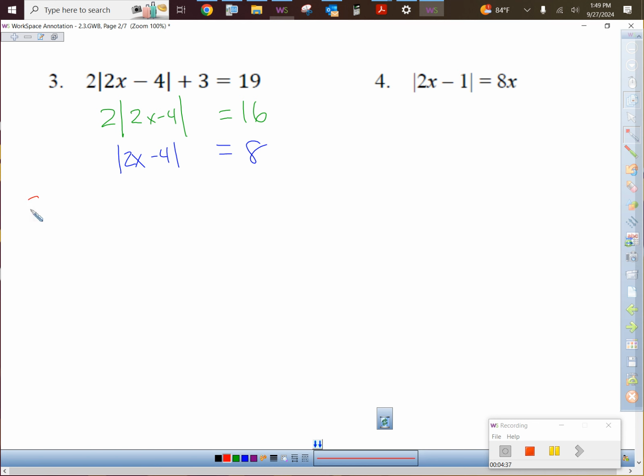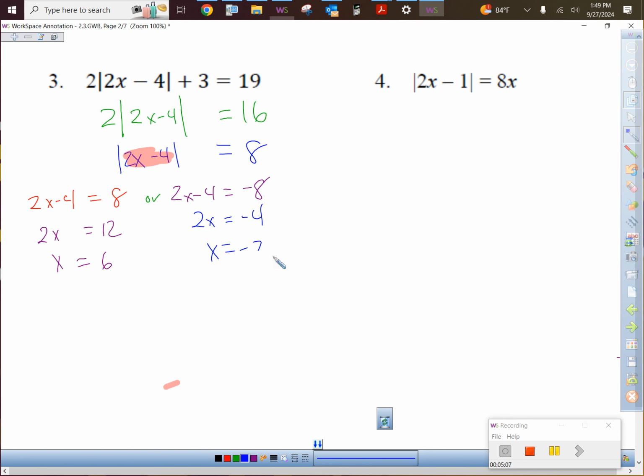Now take what's in the bars and set it equal to what you see, or take what's in the bars and set it equal to the opposite. What's in here, in this red highlighted region, is either supposed to be 8 or negative 8. So I'll solve both of those. 2x equals 12, so x could be 6. Add 4 over, 2x equals negative 4. x could equal negative 2.